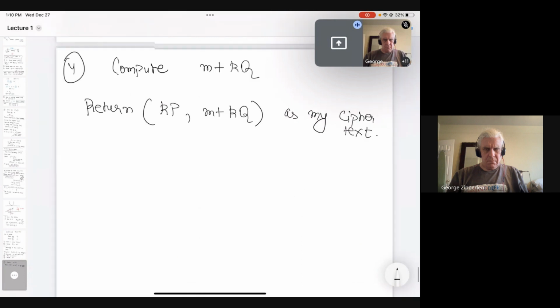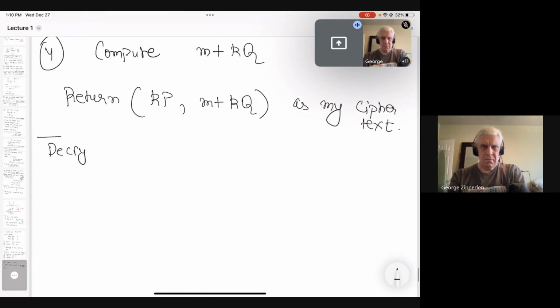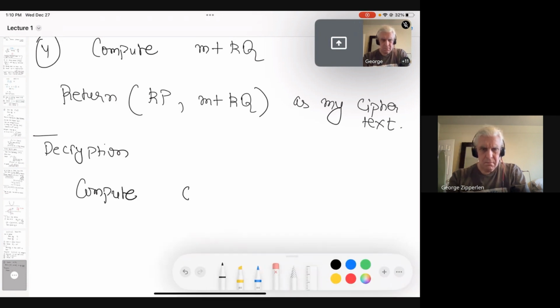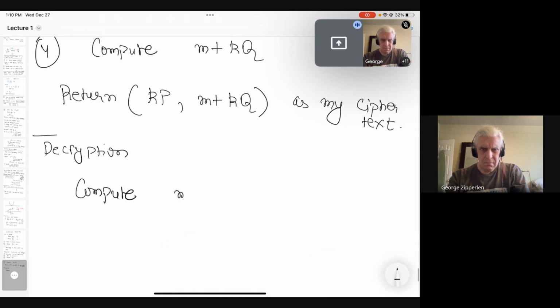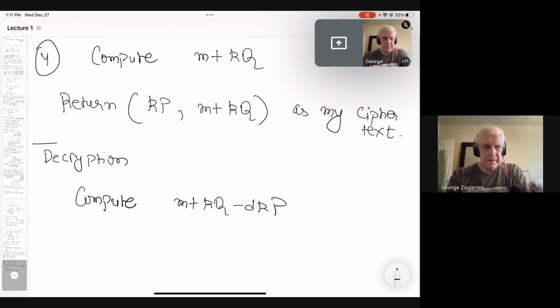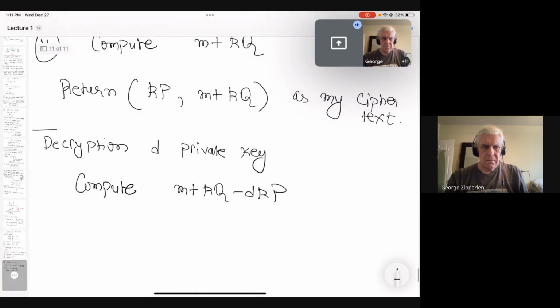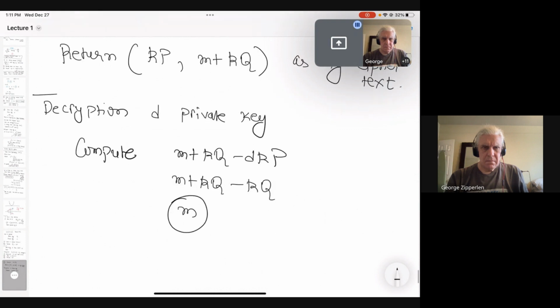And how do I decrypt it? No algorithm is complete without decryption. I should also know how to recover my message. So for decryption, I compute C2, which is M plus k times Q minus d times k times P. I know my d, since d is my private key. And what was Q? Q is just d times P. So this is just M plus k times Q minus k times Q, so I just get back M. I have recovered my message.